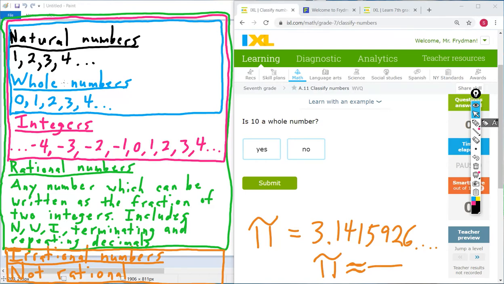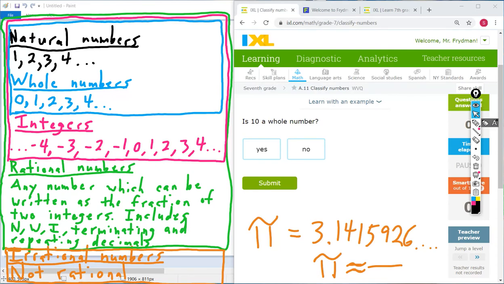So notice here that every natural number is also a whole number, also an integer, also a rational number. Every whole number is also an integer and also a rational number. Every integer is also a rational number. But I can't necessarily go the other way. So, for example, -4 is an integer, but it's not a whole number. And 0 is a whole number, but it's not a natural number. So I can go down here, and I can say that everything here is also this and this and this, but I can't necessarily go the other way. It does not always work to go the other way.